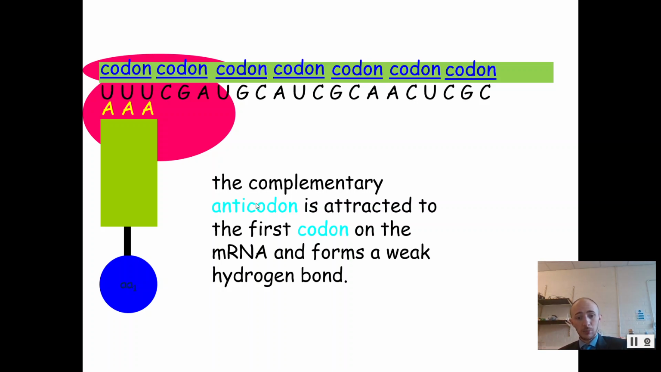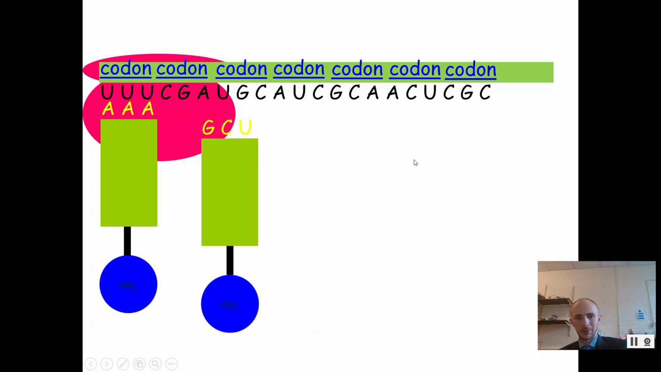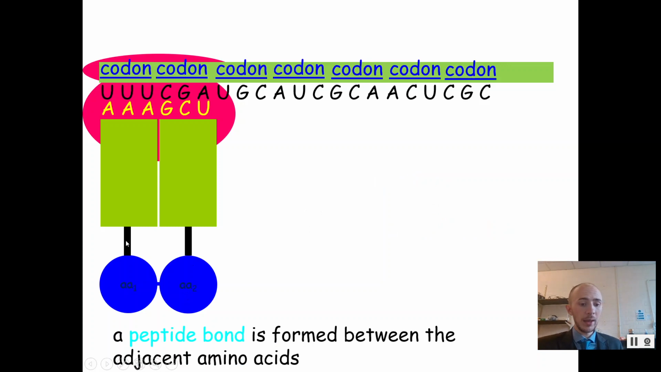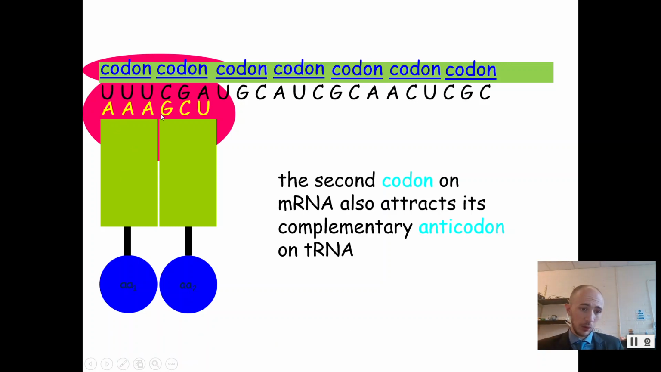Right, so the anticodon binds to the first codon by weak hydrogen bonds, and then along comes another tRNA with a second anticodon, which is complementary to the second codon. And you can see at the bottom here, AA1 and AA2. AA1 is the first amino acid, AA2 is the second amino acid. And which amino acids are there would depend on this anticodon. Do you remember we said AAA would code for lysine?